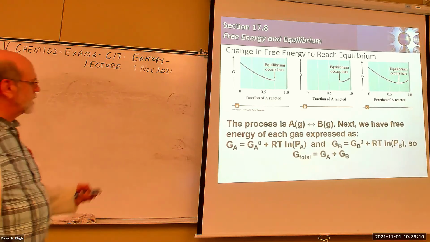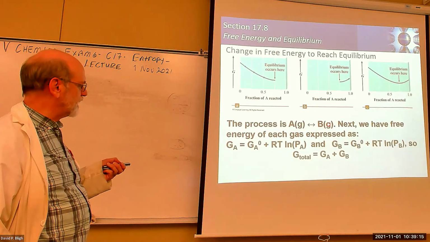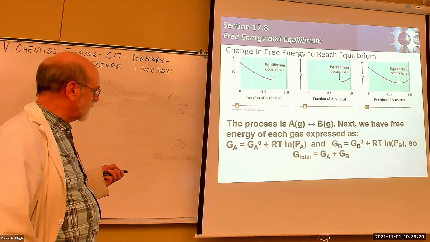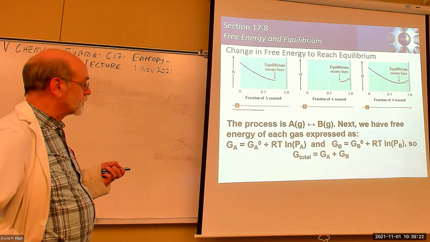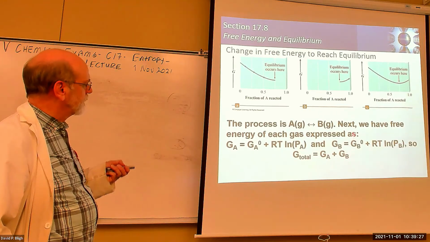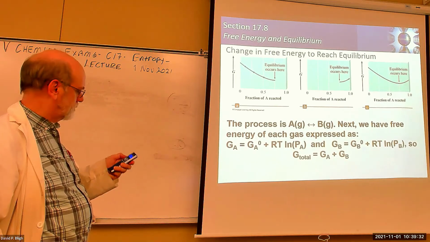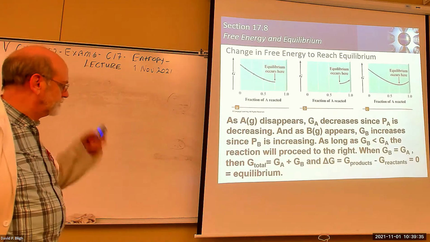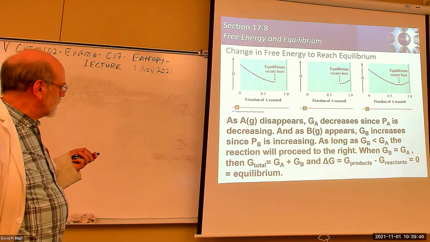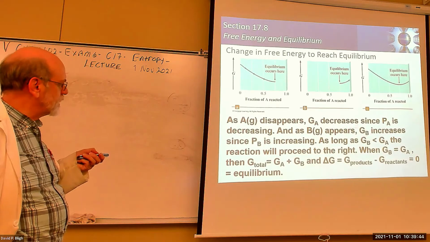Okay? This is another way to look at equilibrium. We have a gas A going to gas B. We have the free energy for each gas. Here's the free energy for A, and here's the free energy for B under these circumstances. So the total free energy is A plus B, and that occurs right here. So if gas A disappears, G of A decreases.